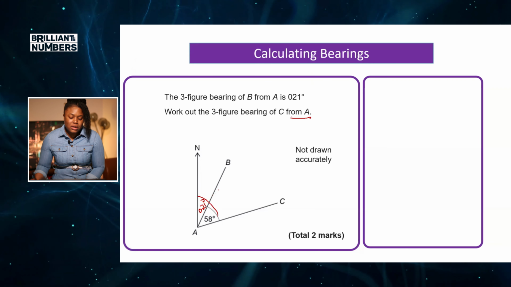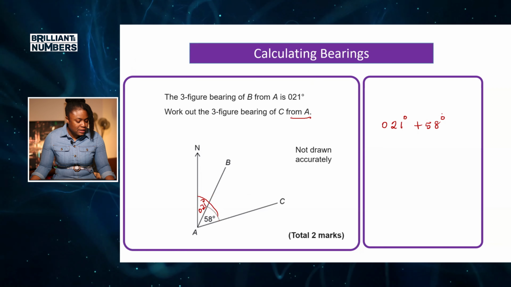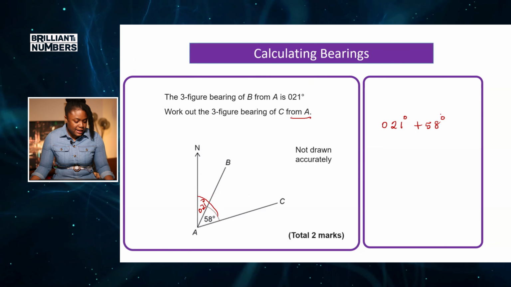So the answer is 21 degrees plus 58 degrees. And we just put that in our calculator. So 58 plus 21 gives us 79 degrees. Remember, we cannot just write 79. We have to say 079 degrees. Easy marker there. Brilliant.